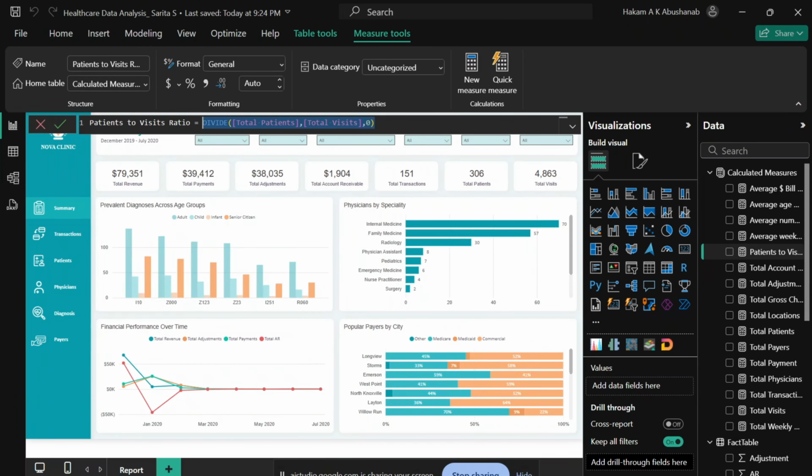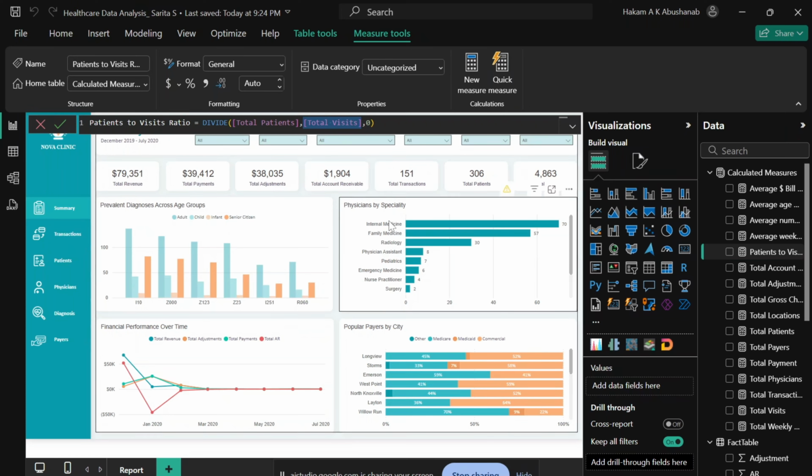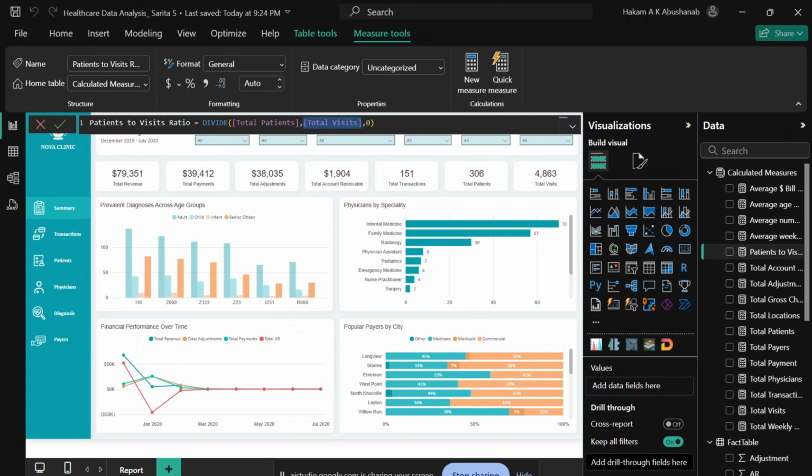Okay, so could you explain for me what does divide mean here? Sure. In that DAX formula, divide means division. It divides the total number of patients by the total number of visits. Okay, but why here do we have a zero after? The zero after the divide function is likely an optional parameter to handle cases where the denominator, in this case total visits, is zero. If the total visits are zero, the formula will return a zero instead of an error, avoiding division by zero errors.